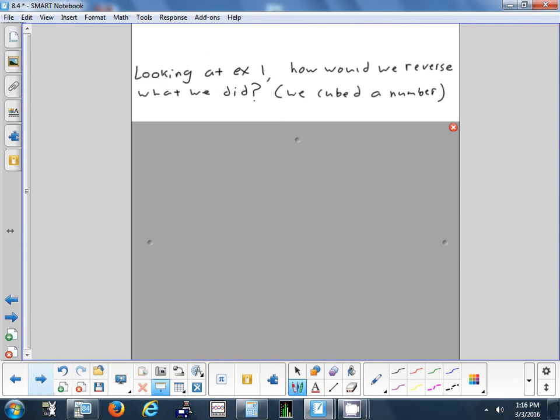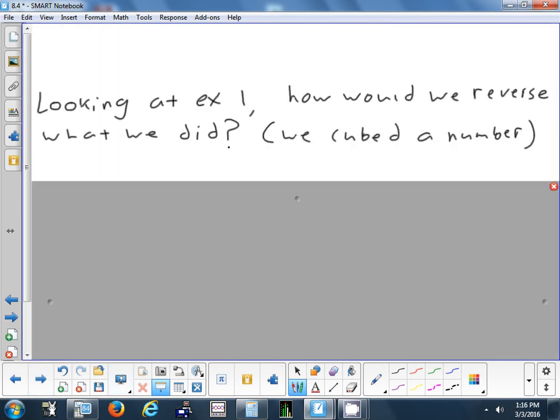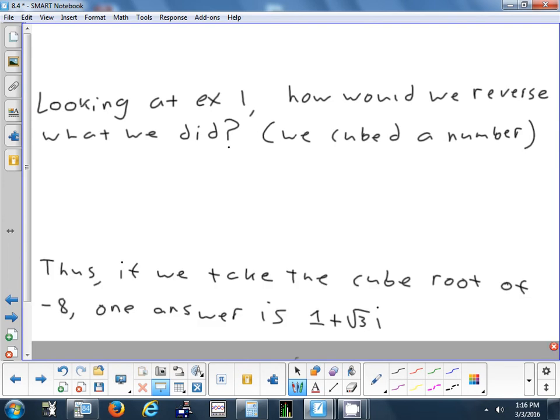All right, let's take a look at this. I already mentioned this idea to you guys. In example 1, we cubed a number. The opposite of that is cube rooting. So if you cube this and you get that, then in reverse, if you cube root this, that's one of the answers. So that's what we're going to start to look at after the next problem: taking roots.